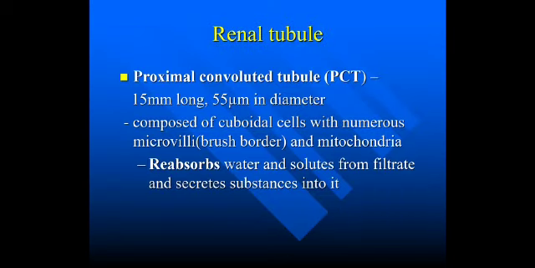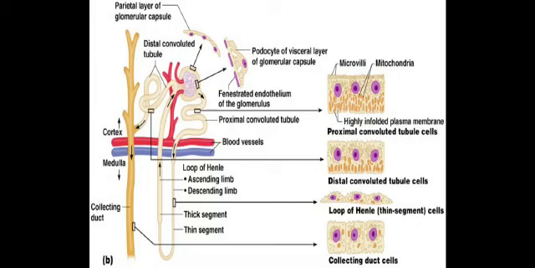The renal tubule has a total length of around 45 mm, of which 15 mm forms the proximal convoluted tubule with a diameter of 55 microns. It is composed of cuboidal cells with numerous microvilli, that is, a brush border, and it is enriched with mitochondria. This brush border helps in reabsorption by increasing the surface area. It reabsorbs water and solutes from the filtrate and secretes substances into it. So this is the general structure.